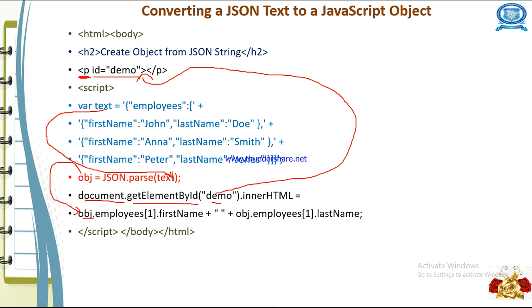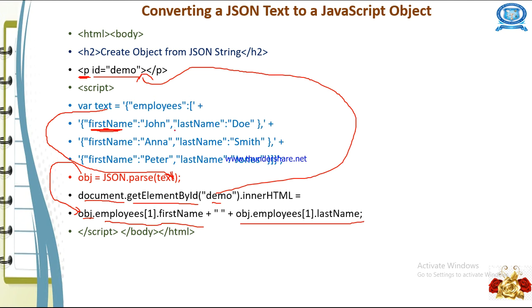Create the object. Object.employees. Employees[0].firstName, employee one dot first name, that's the first employee. The first employee's first name plus the object.employees[0].lastName.